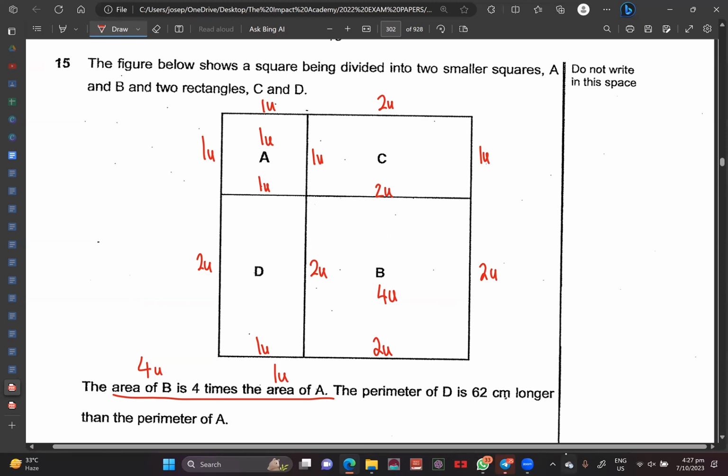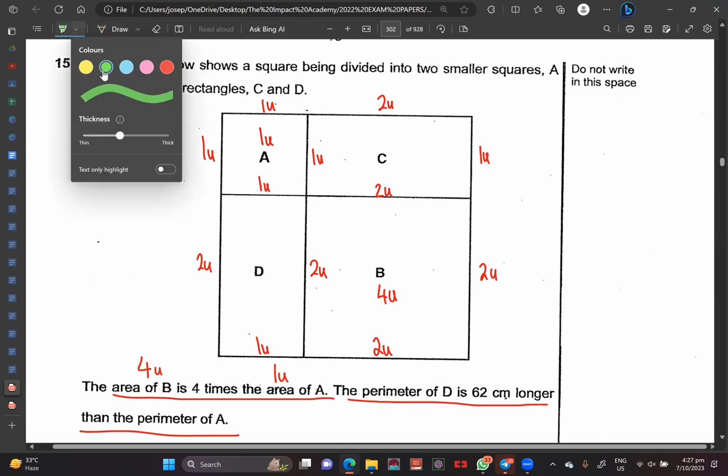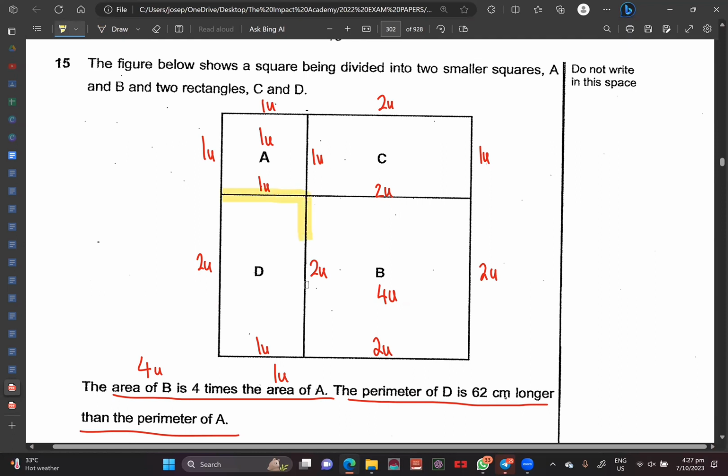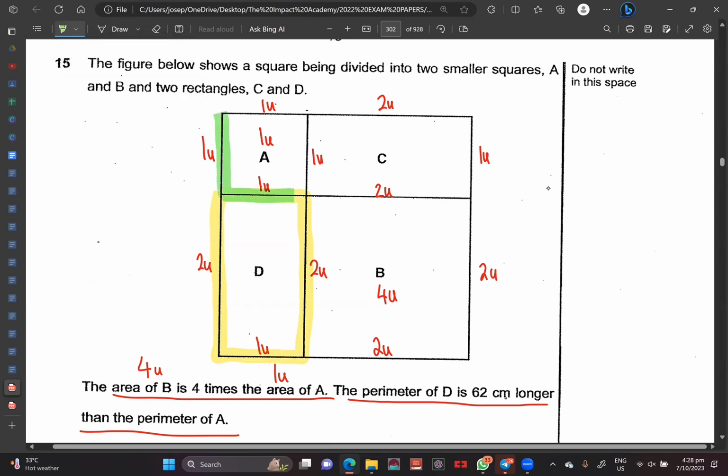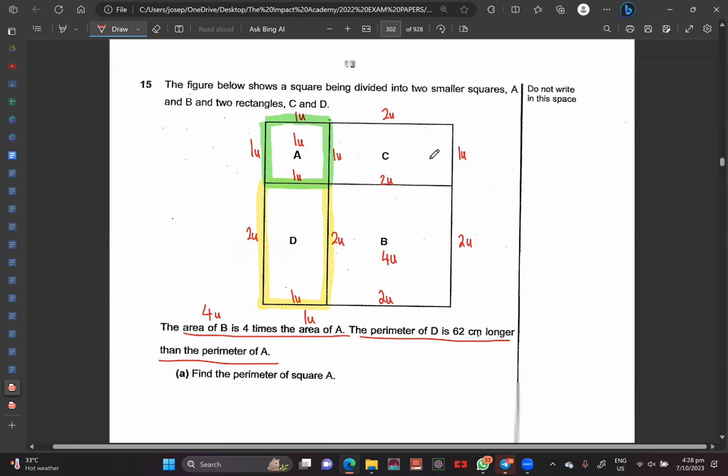Understand? The perimeter of D is 62 centimeters longer than the perimeter of A. I always teach my students, when we talk about perimeter, we always want to highlight. So we are able to fix our eyes on the parts that I've just highlighted, and I'm not distracted by any other lines. It is 62 cm longer than the perimeter of A. Where is A? I'm going to use another color, which I think you should also use to show. Okay?